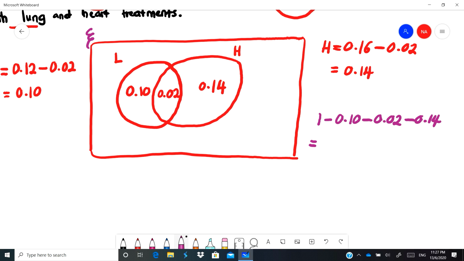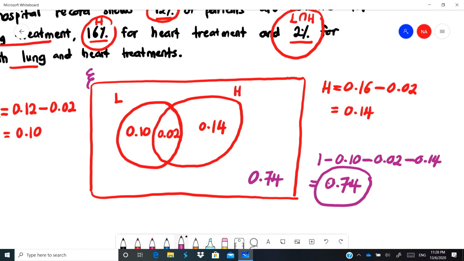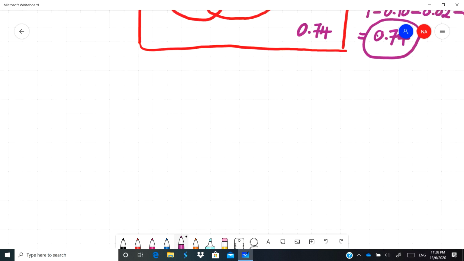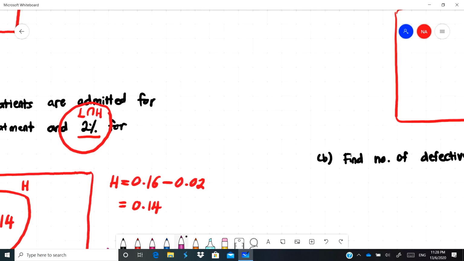And then when you press your calculator, 1 minus 0.1 minus 0.02, and then minus 0.14 will be 0.74. This 0.74 means it will be here, 0.74. If you add them all together, it will be 1. So the probability for the universal set should be 1. Bear in mind, that's how you calculate. So you have to subtract the one that is the intersection.